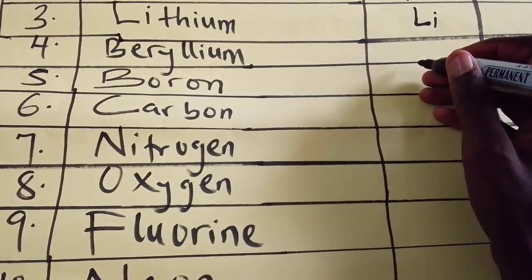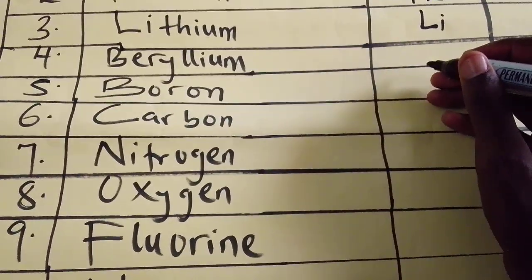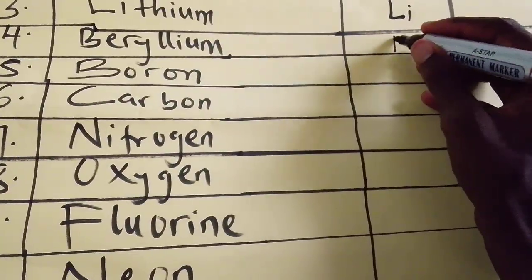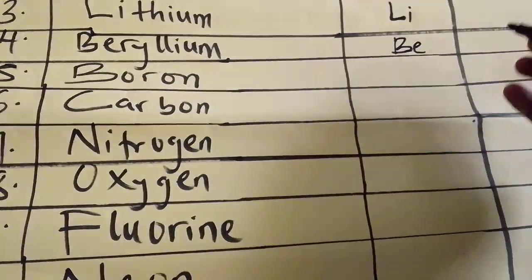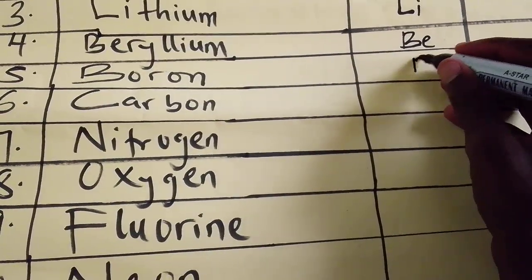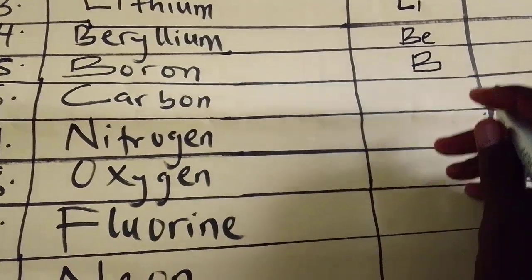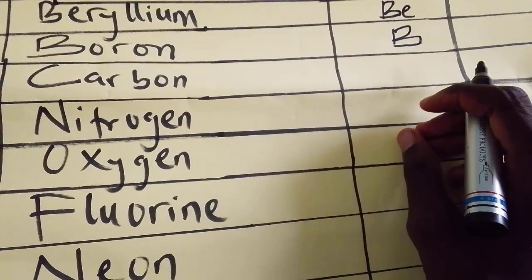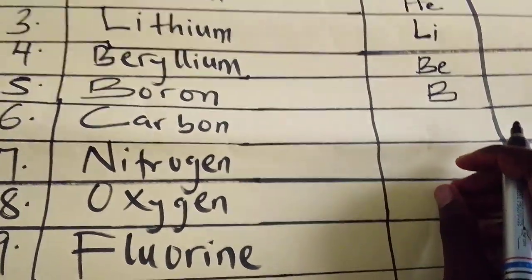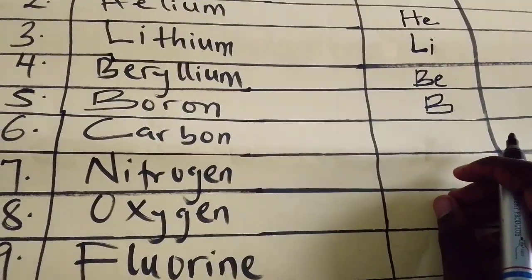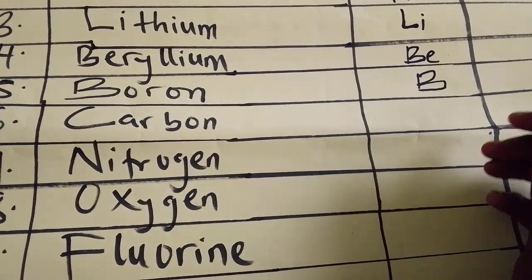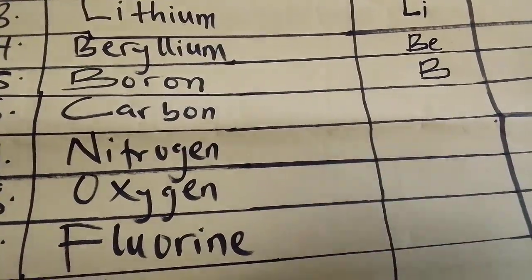For those that are exceptional cases, I will mention them and give the reason. The next one is Be for beryllium, and for boron, B. The reason why we didn't use B alone for beryllium is that boron has B, and there is no way you can write elements with a similar symbol. You must differentiate them. That is how the rule gives them their symbols.